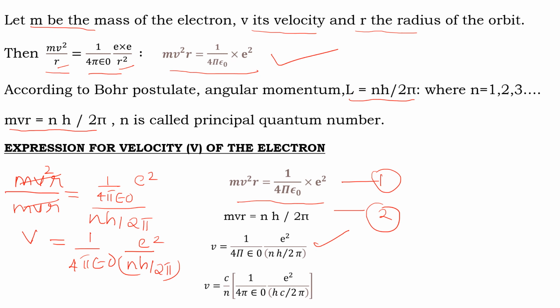Consider this equation, that is 1 by 4 pi epsilon 0 e² divided by nh by 2 pi.